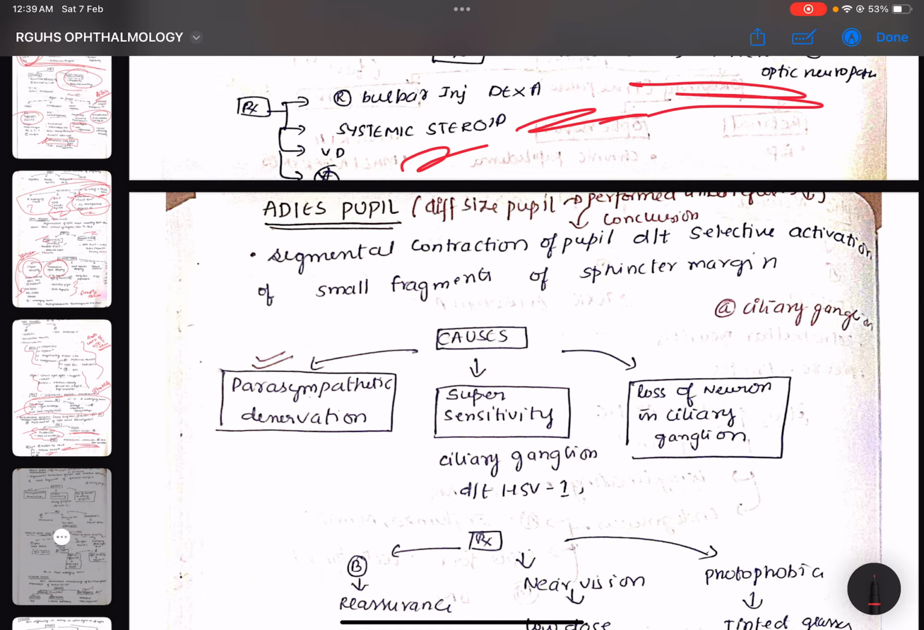Adie's pupil. This also has a historical context, so I've just written it. What happened was, there was a different size pupil, and when they performed the reflex, that is the deep tendon reflex, they had different exaggeration. So they thought there's some connection related to that. But what was the connection? This was basically a lesion at the ciliary ganglion. So that was the basic connection which they tried to find out. Based on that, these are the causes which we have. So this is the treatment.